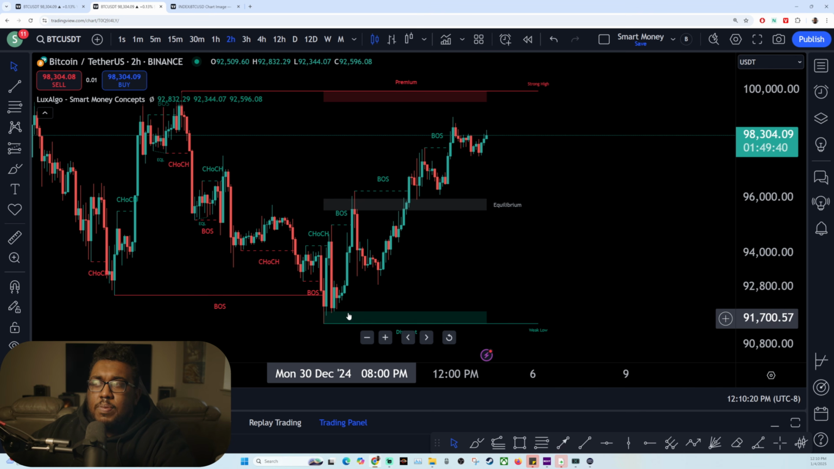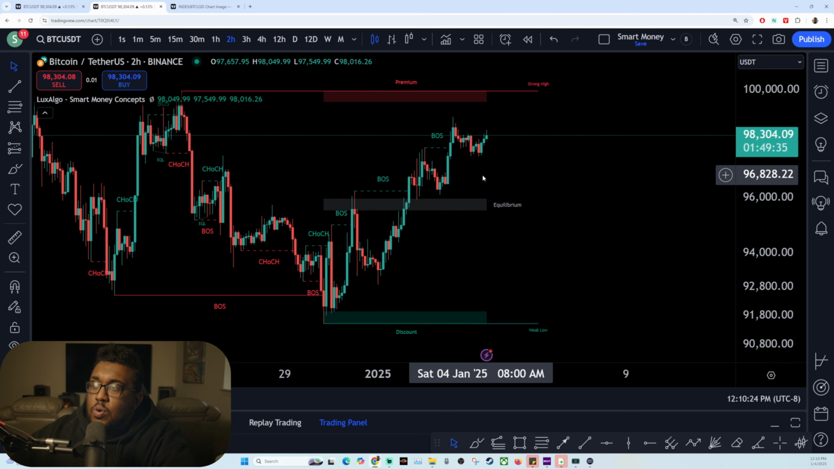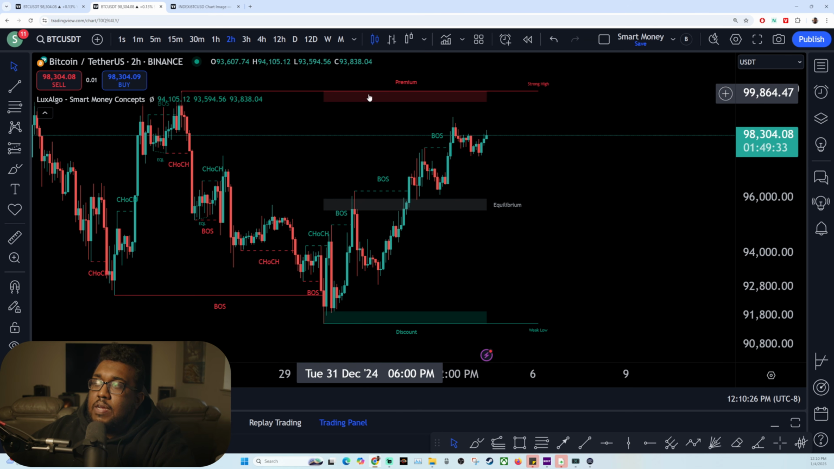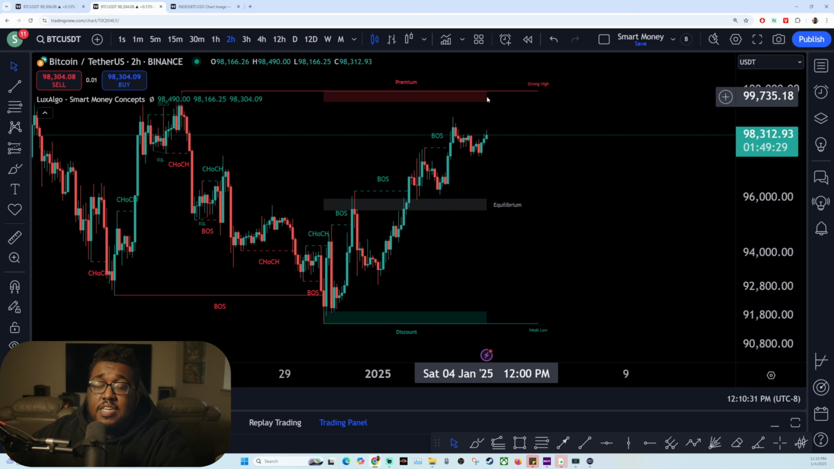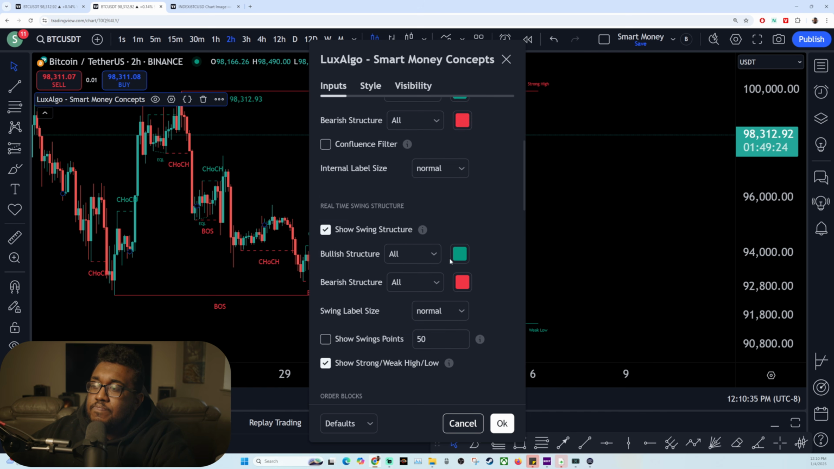Again, kind of where the order blocks are going to be, but this one also gives you the equilibrium, which I think is pretty nice as well. And you can see the premium right here. We have a strong high at the same time. That's probably where you're going to be looking to sell your position and take your profits and then reinvest them later on to make you even more money.